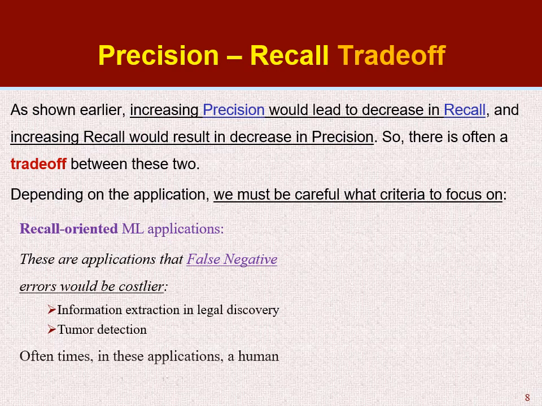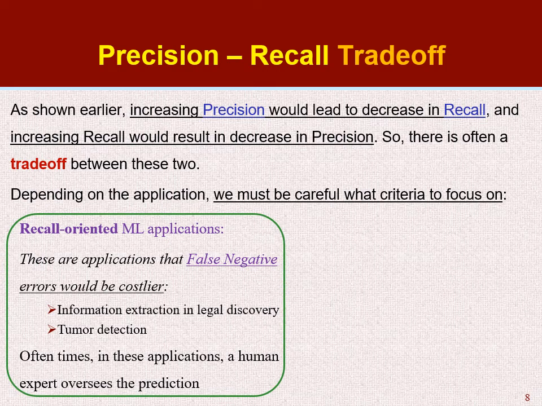The recall-oriented machine learning applications are those where the false negative error is costlier, such as information extraction in legal discovery or tumor detection, for example. A prediction model that would falsely predict someone does not have tumors is dangerous, because we would not let the patient know that he or she has cancer and needs to take care of themselves. So these are examples of recall-oriented machine learning applications. Oftentimes in these applications, a human expert oversees the prediction process so that we would not compromise here.